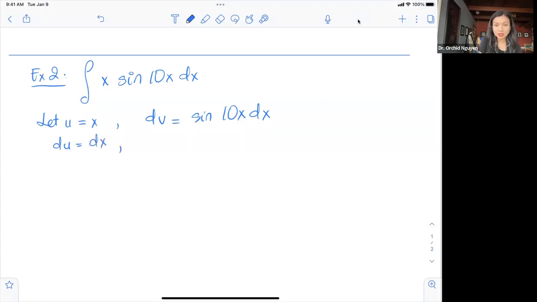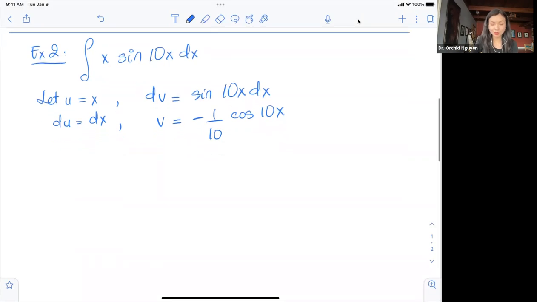And then when you integrate dv, you end up with negative 1 over 10 cosine of 10x. Okay. So don't forget that this one right here, when you integrate, you use substitution. So hopefully you still remember u substitution. Now, we're going to plug it in using the integration by parts formula.